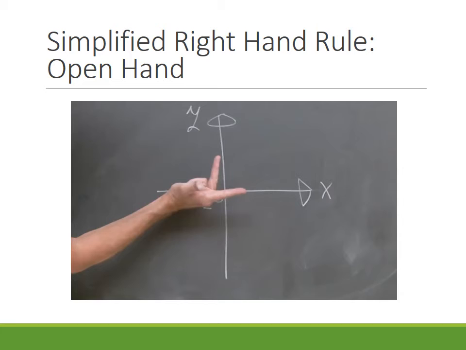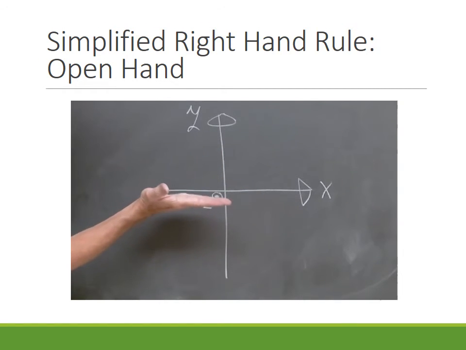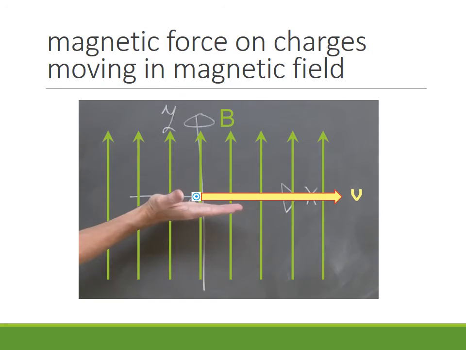Now, there's also a simplified right-hand rule that just allows you to keep the hand open. So instead of having your middle finger bend, just keep it open. This is suitable for finding the direction of magnetic force on charges moving in a magnetic field. If we have the four fingers be the velocity of the object, and perpendicular to the palm is the magnetic field, then the thumb is the direction out of the page, and that would be the direction of force on a positive charge.